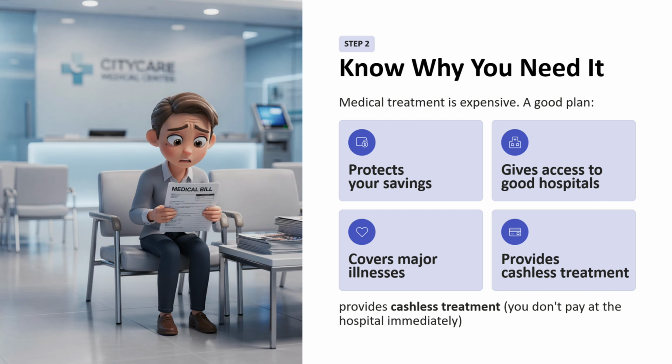Step 2. You have to know why you need it. Medical treatment is expensive. A good plan protects your savings, gives access to good hospitals, covers major illness, and provides cashless treatment. Cashless treatment means you don't pay at the hospital immediately.